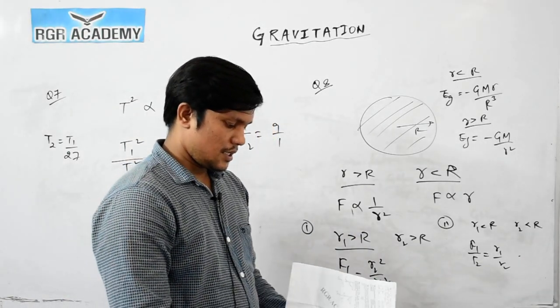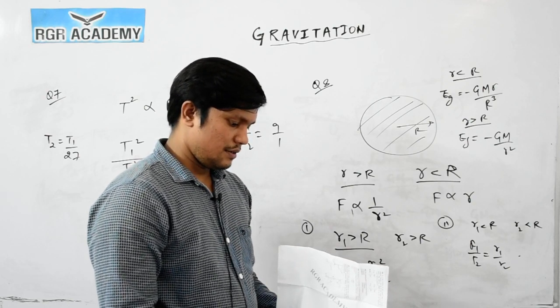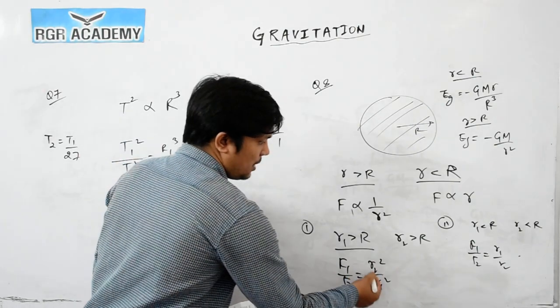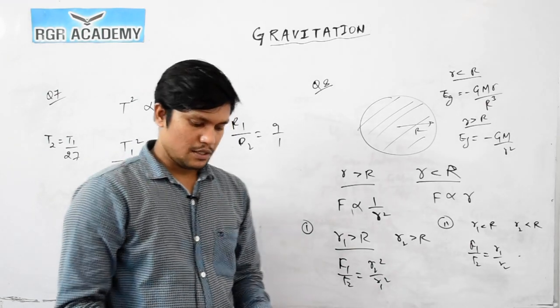If you see the answers, for question number 8, answer is given as fourth, both 1 and 2. So you can make the correction in the options. The option should be r2 square by r1 square, then both the options will be correct. Okay. Now the question number 9.